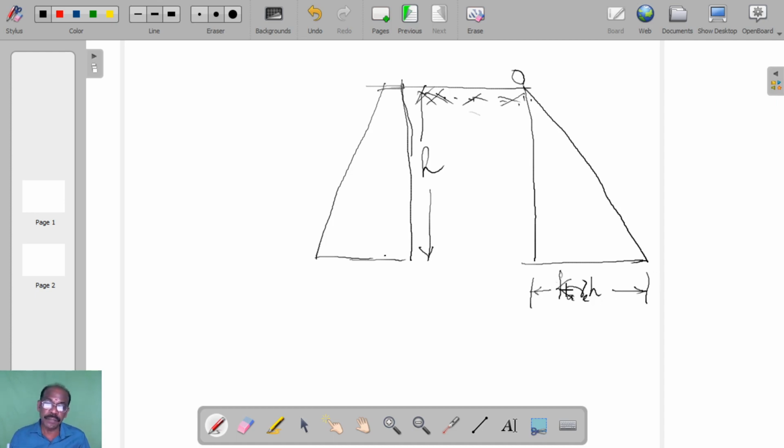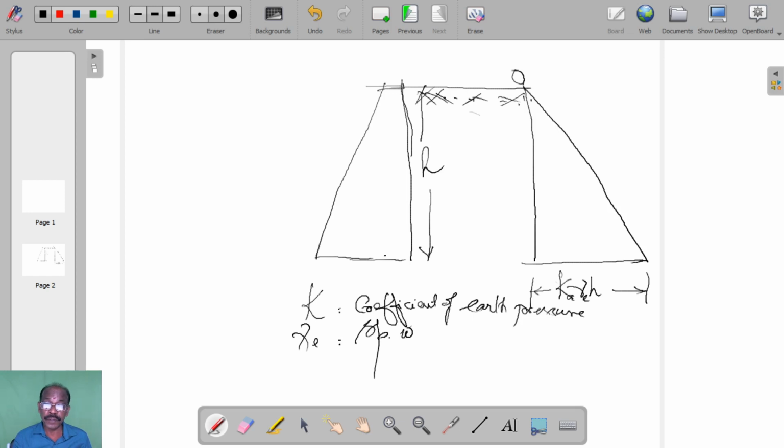Now this is the maximum pressure due to the earth retained by a retaining wall. That is nothing but Ka into gamma into H, where Ka equals the coefficient of earth pressure, and gamma equals the density or specific weight of earth retained.